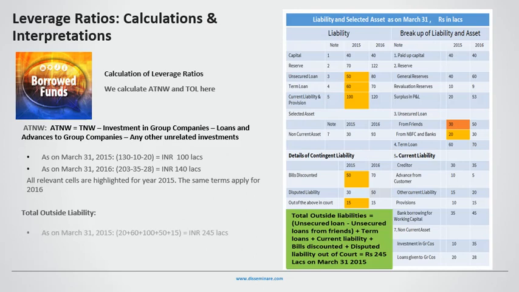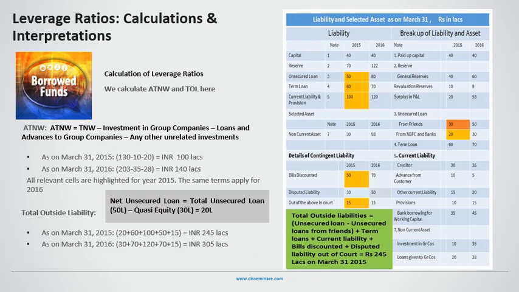1. As on March 31, 2015, TOL equals rupees 20 plus 60 plus 100 plus 50 plus 15 lakhs equals rupees 245 lakhs. As on March 31, 2016, TOL equals rupees 30 plus 70 plus 120 plus 70 plus 15 lakhs equals rupees 305 lakhs. Please note: net unsecured loan equals total unsecured loan, rupees 50 lakhs, minus quasi-equity, rupees 30 lakhs, equals rupees 20 lakhs. Click the next slide button to continue.